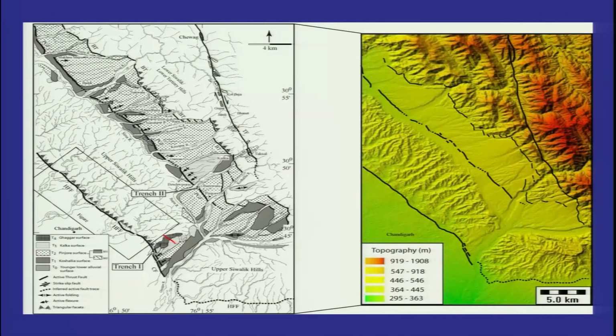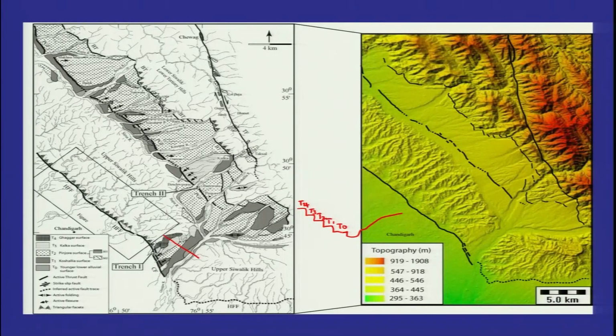I'll explain that if you have a section here, for example, then you will be able to see that we have something like this: 1, 2, 3, 4, and 5 terraces, and then it goes up here. So this is your youngest one, T0, this is your T1, this is T2, T3, T4, and then one more further, T5. But here we see mainly up to T4.